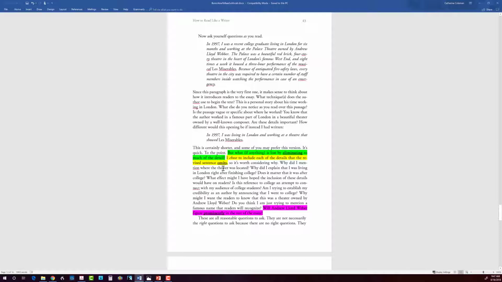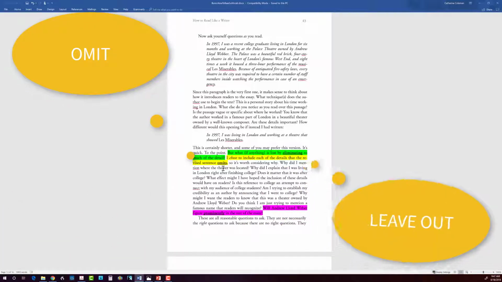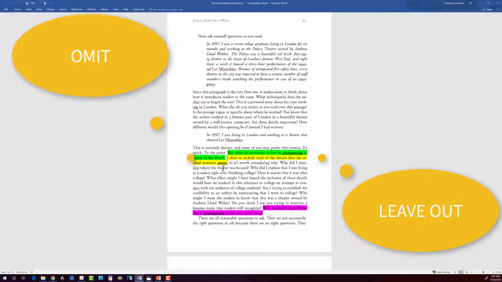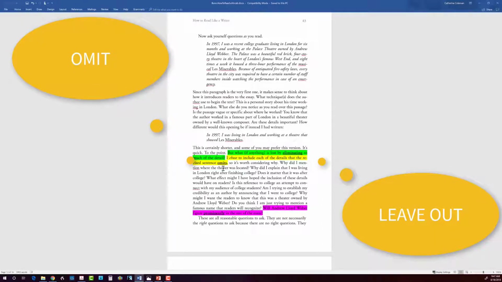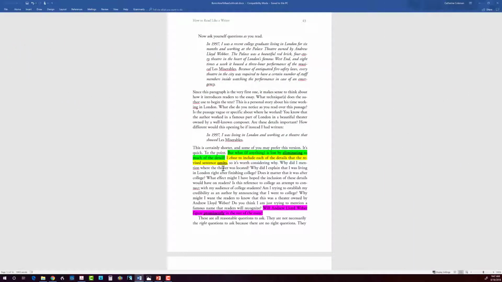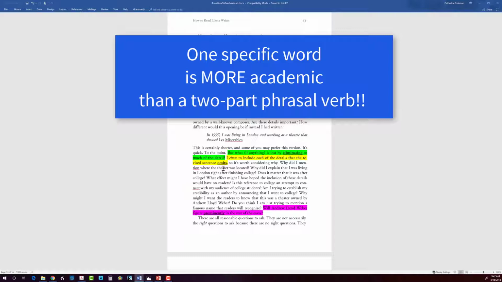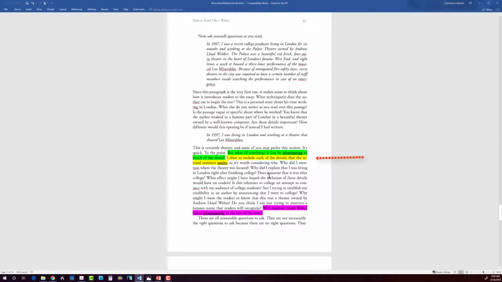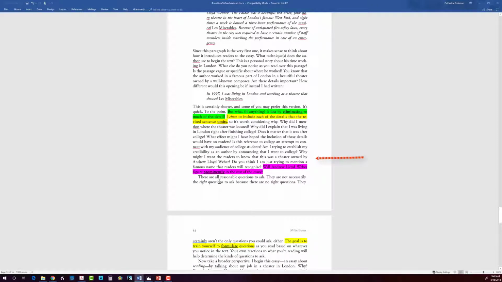The next word that I pulled out for you is omit. Omit is a really good verb, and you should absolutely be using omit. What you might be using instead is leave out. But as we've talked about, when you can use one specific academic word like omit rather than a more subjective phrasal verb like leave out, it's always better to use the one word rather than the two. I chose to include each of the details that the revised sentence omits.